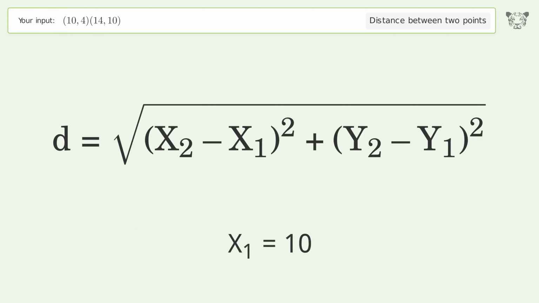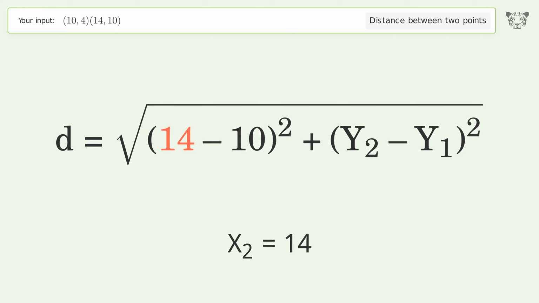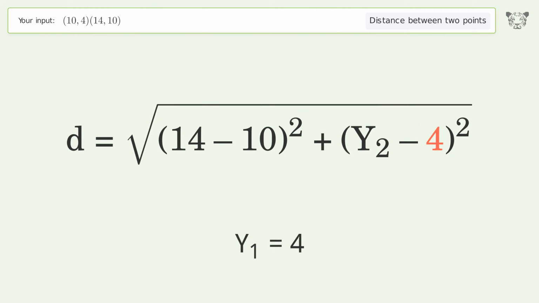x1 equals 10. x2 equals 14. y1 equals 4. y2 equals 10.